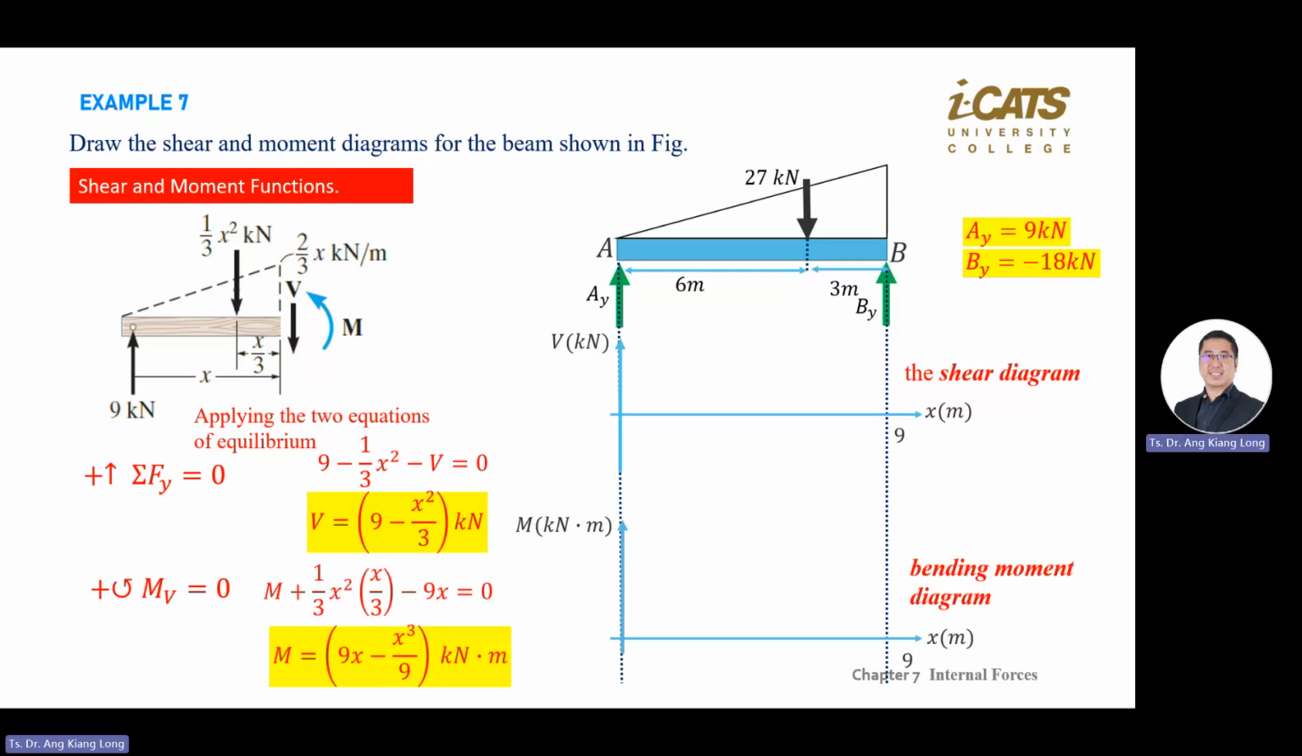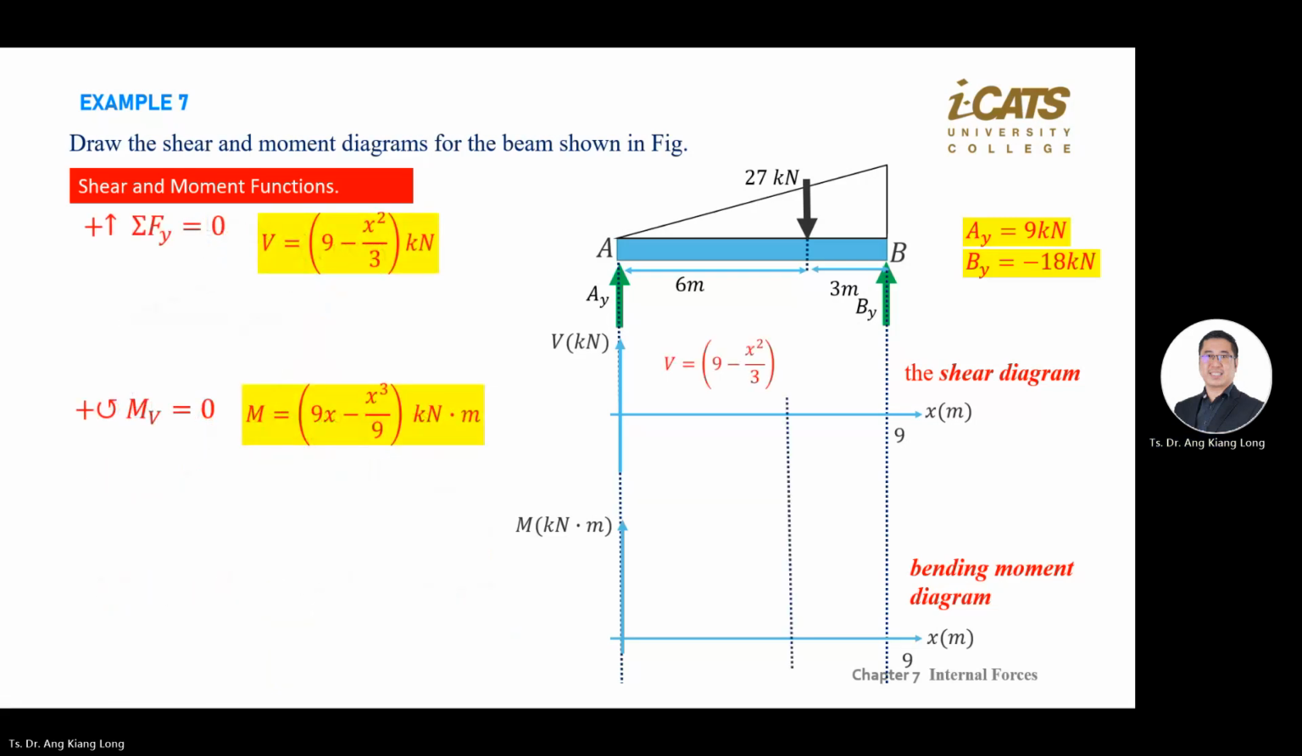This is a sad face. Start from 0: when x is 0, your value is 9. When x is 9, it should be 0 also. But what is the middle point? You need to find it. So you substitute. There's a value there, which is at 6 and 3 meters. You just substitute.